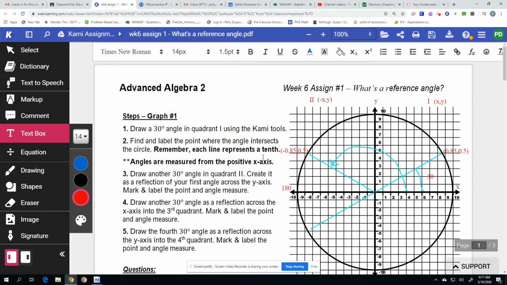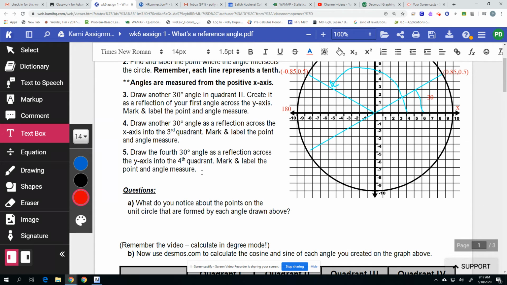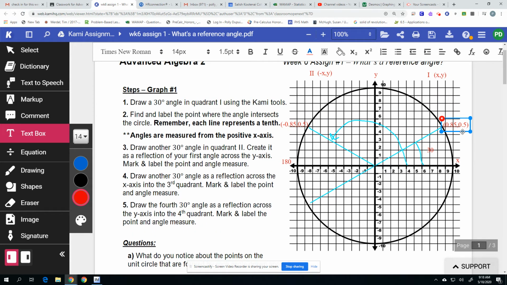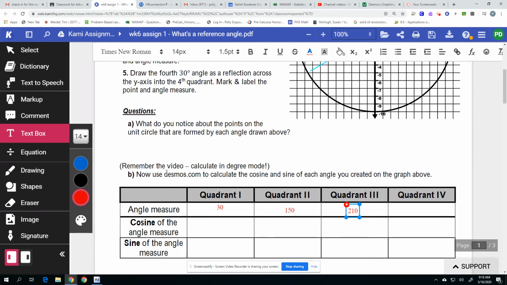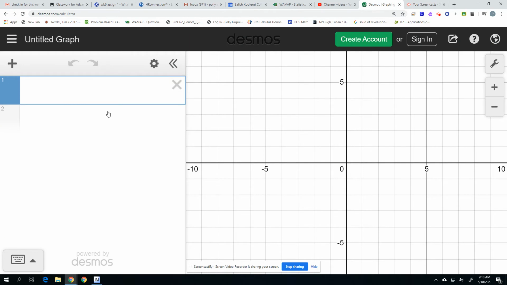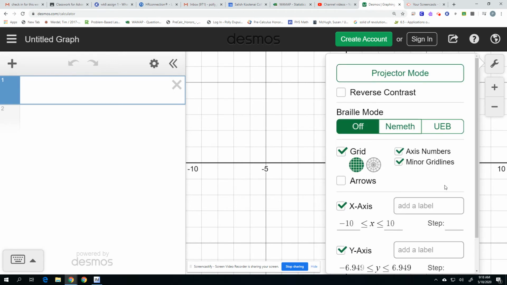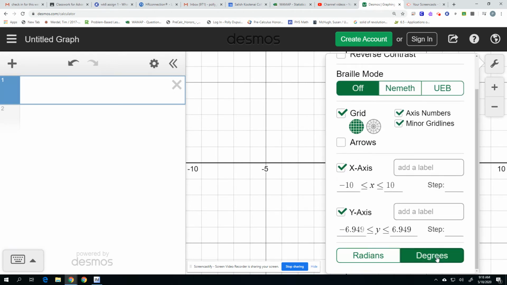Then what it asks you to do, once you have them marked in there, questions: what do you notice about the coordinates? What do you notice about the x and the y's on each of these points? The next thing says, now you're going to find, using Desmos, the cosine of this value. So here's my Desmos. And the first thing you need to do is make sure your Desmos is in degrees and not that radian measure. So you're going to go to this wrench and make sure that it is in degrees. I believe it defaults to radian, so please check that or things aren't going to look as they should.